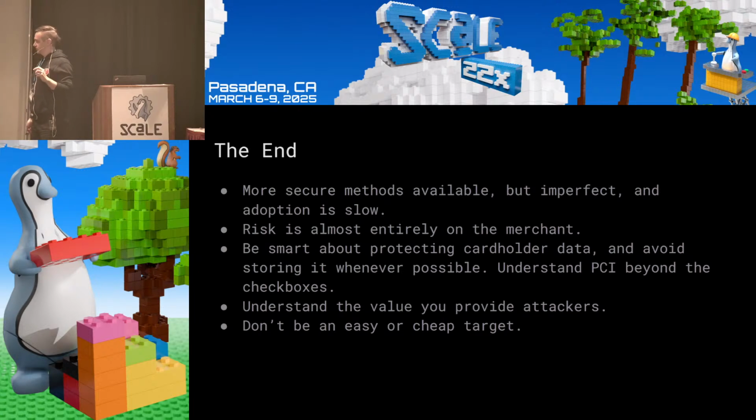So more secure methods are available, like wallets, but they're imperfect and adoption is very slow. Credit cards and debit cards are still the bulk of online transactions. In the US, at least, risk is almost entirely on the merchant, so it's up to you to make good decisions here. Be smart about protecting cardholder data. Don't store what you don't need. Hopefully, understanding the value you provide to attackers and understanding what's going on helps you make better decisions to protect yourself. And don't be an easy or cheap target. There are really sophisticated methods here, but like I said, the basic stuff, bot protection and rate limiting, is going to save you a lot.